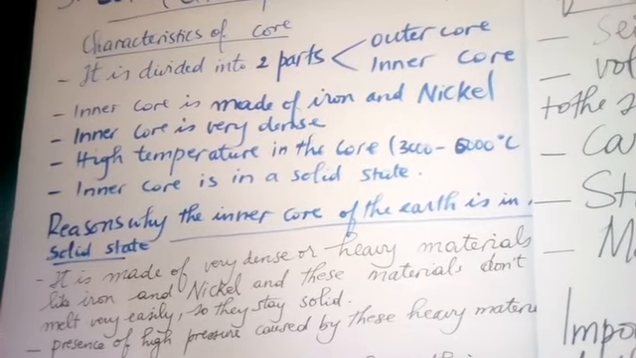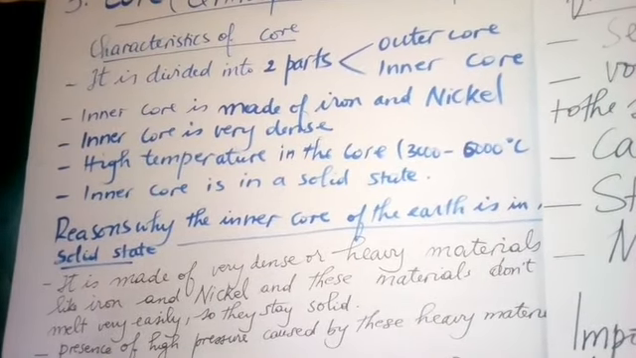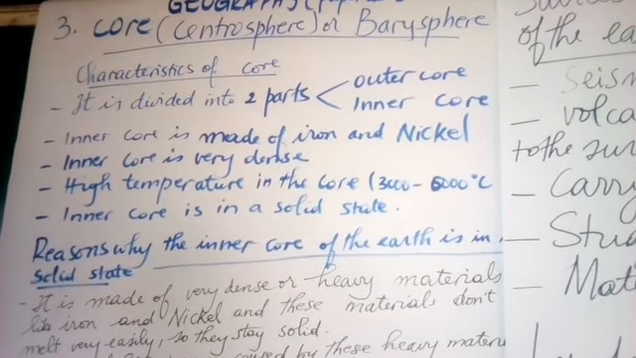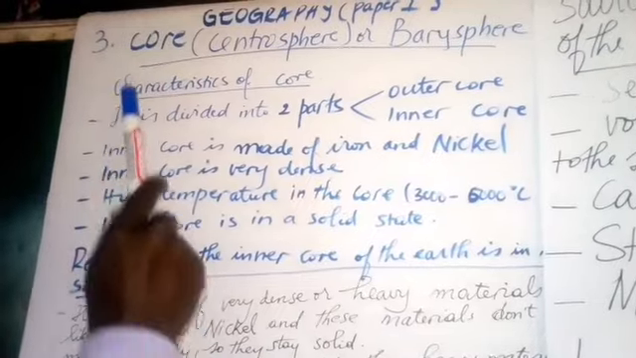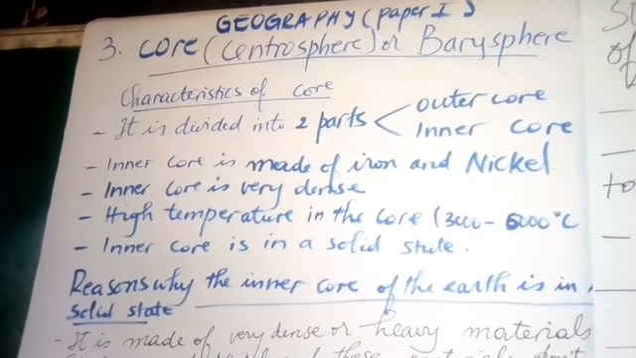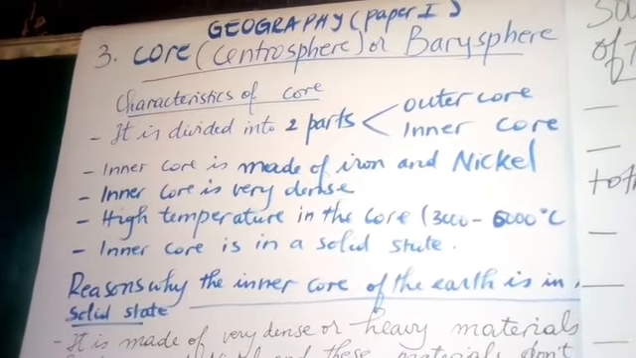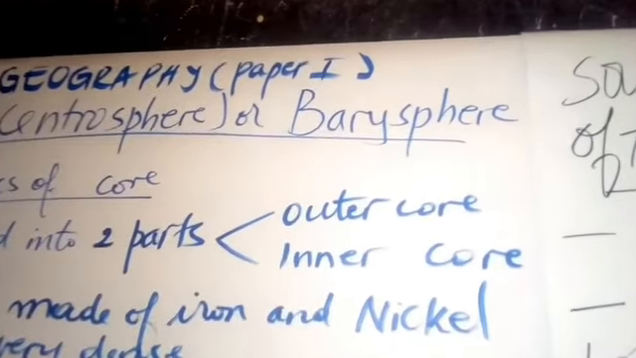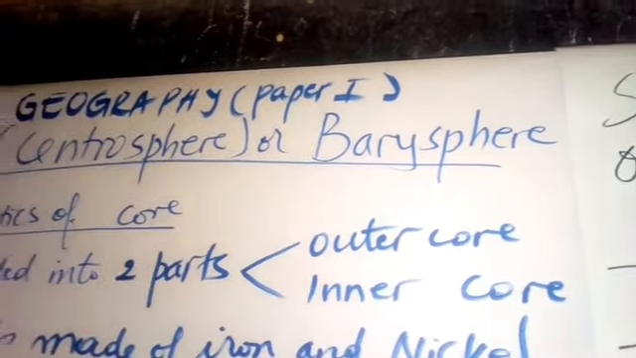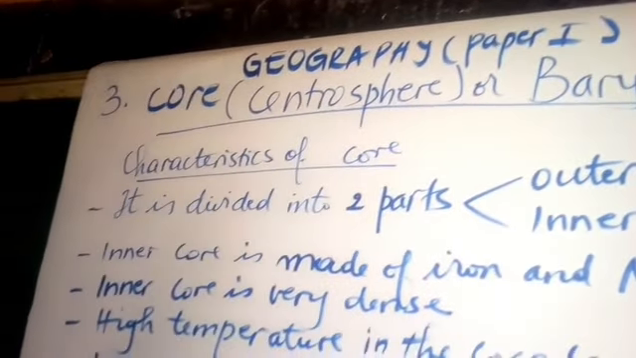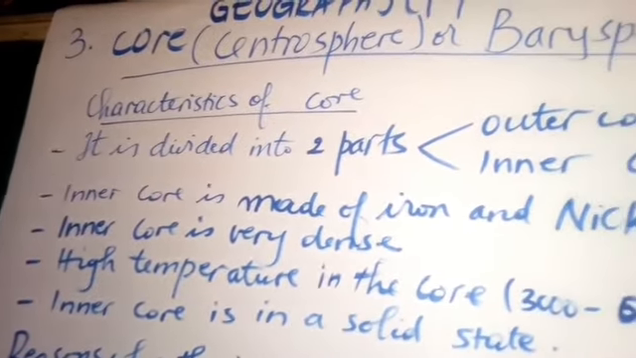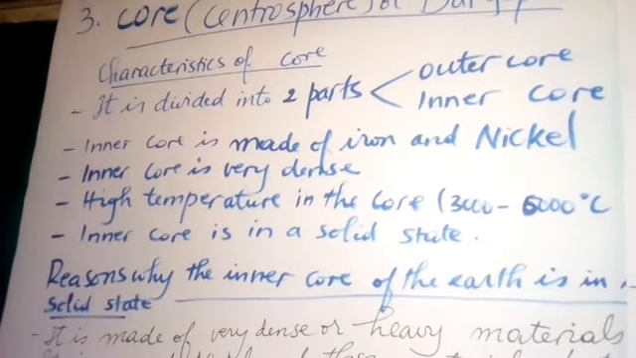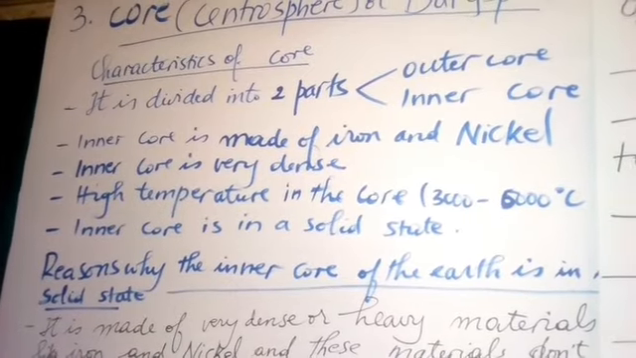Today we are going to learn the layer number 3, or the third layer of the internal structure of the earth, and that layer is named the core. Core can also be named the centrosphere or barysphere. Those are other names that can be given to this third layer of the internal structure of the earth, which is core. Let's see the characteristics of core.